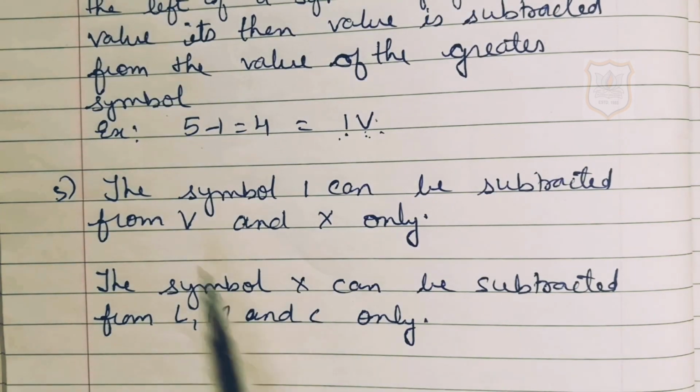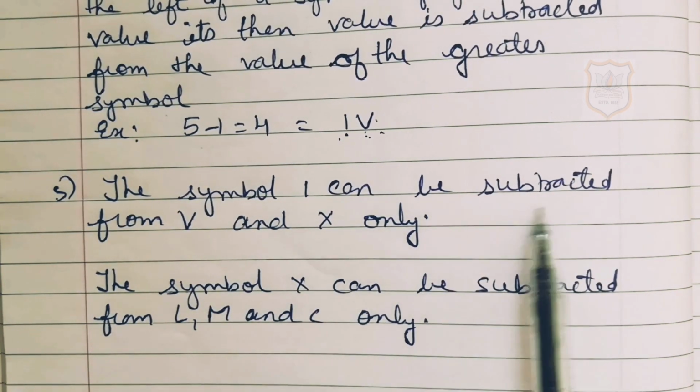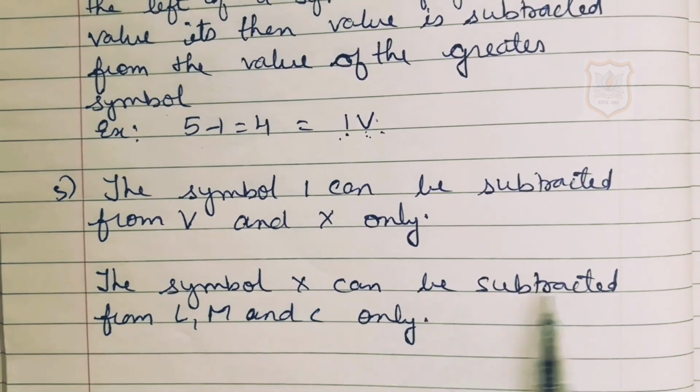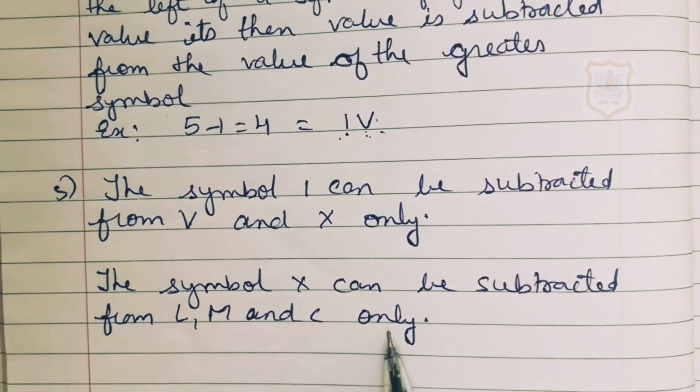Rule number 5. The symbol I can be subtracted from V and X only. The symbol X can be subtracted from L, M and C only.